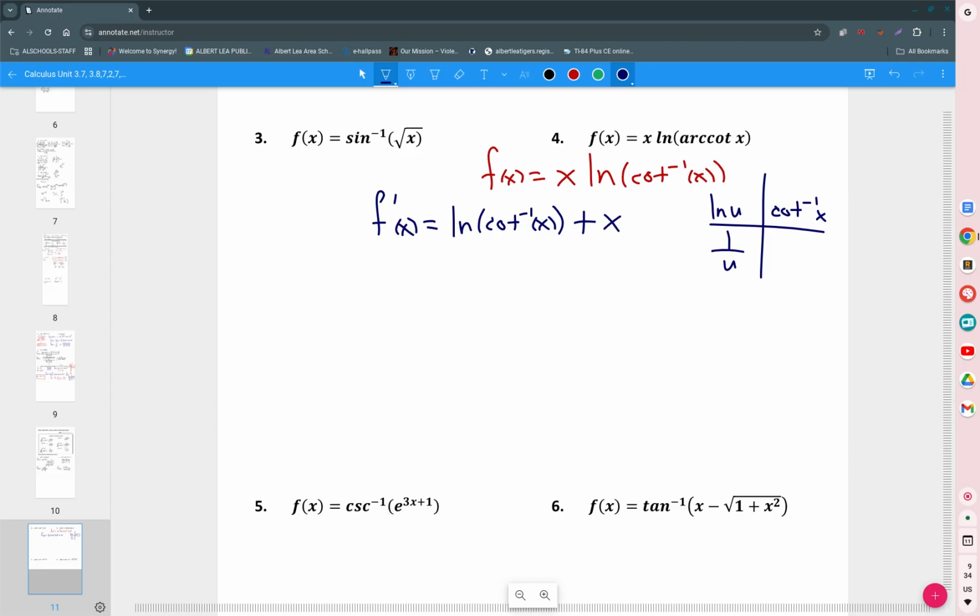The derivative of cotangent inverse, who knows without looking? Negative 1 over 1 plus x squared. Good job. Negative 1 over 1 plus x squared.